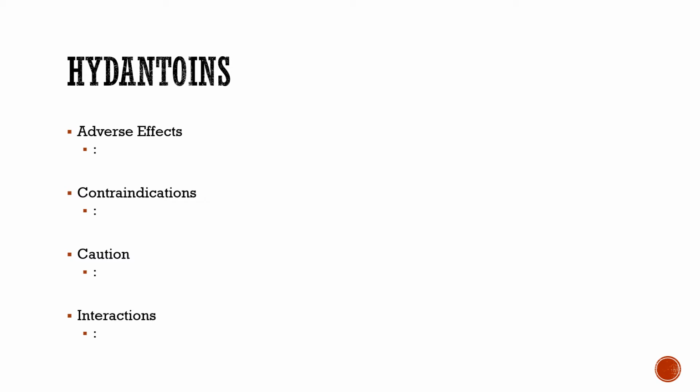Interactions, they interact with oral contraceptives, so women should use barrier contraception. CNS depressants, of course, because that's one of the major side effects. And then they can interact with other seizure medications and alcohol, which we talked about with the CNS depressants.